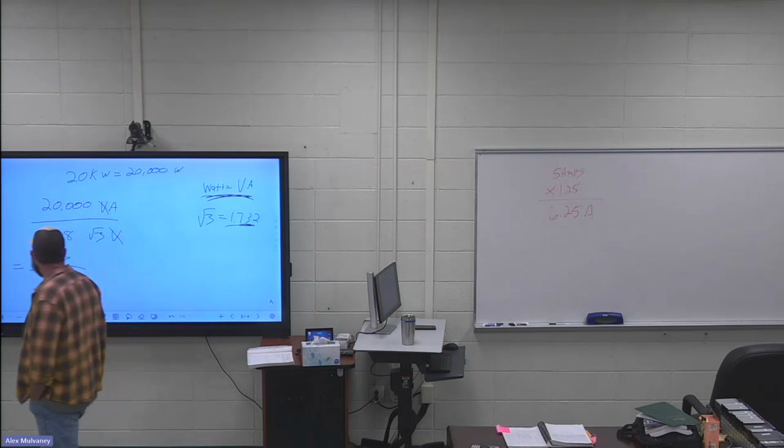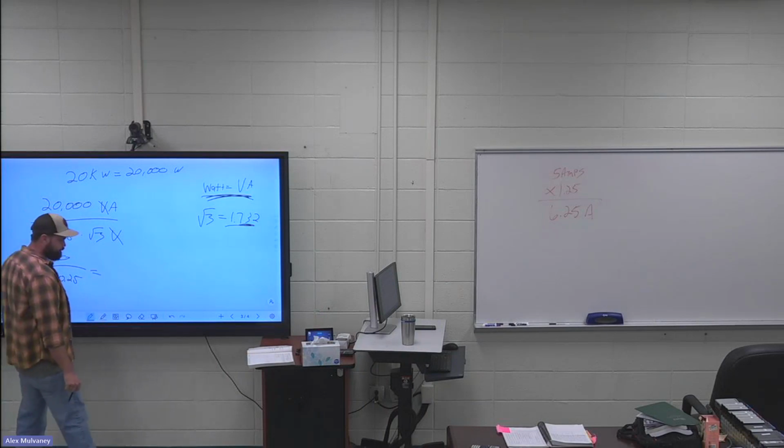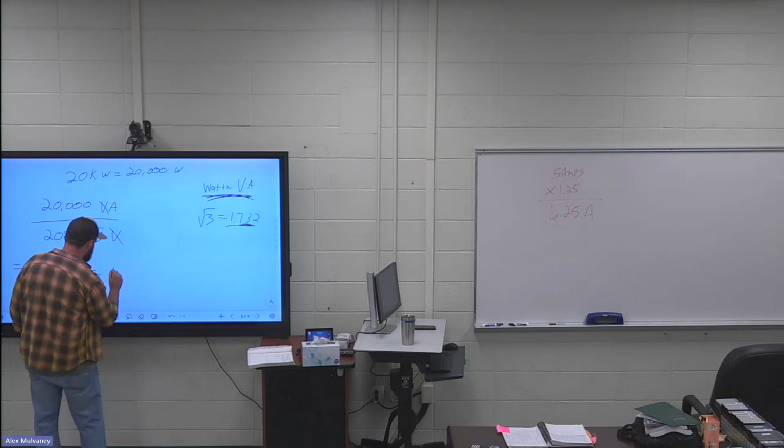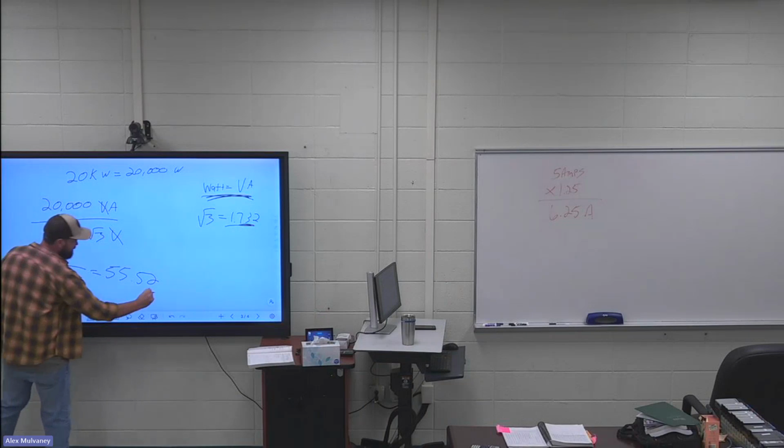So what's 208 times the square root of 3? 360.25. And then 20,000 divided by that. 55.52. And what's my units that's left? Amps.